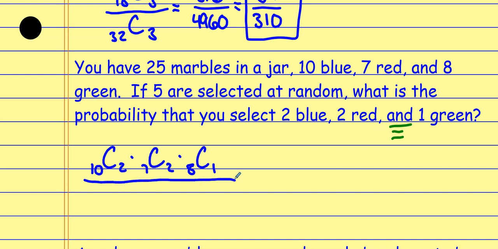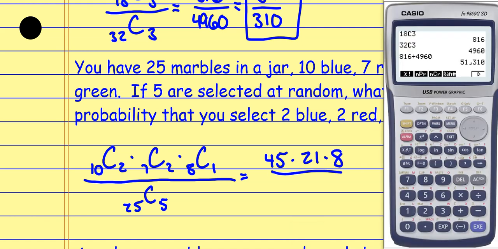I need to put that over the total number of possibilities. So that's the combination of 25, and I'm picking 5 total marbles. Choose 5. Okay? And then once again, this is a job for my calculator, although some of these we could do in our head. The 10 choose 2 is going to be a 45. The 7 choose 2 is going to be a 21. And the 8 choose 1 is going to be an 8. The 25 choose 5 I can't do in my head, so we'll plug that one into the calculator. And I don't blame you if you can't do those in your head. That's okay. So we got 53,130.